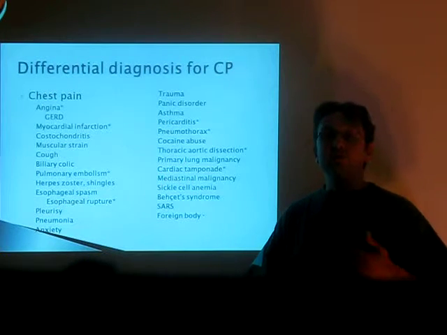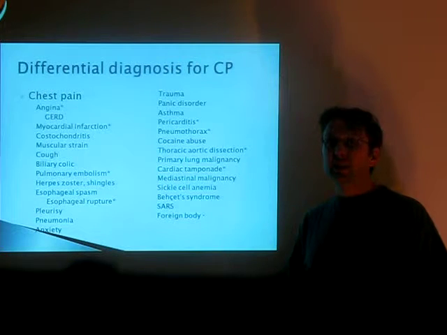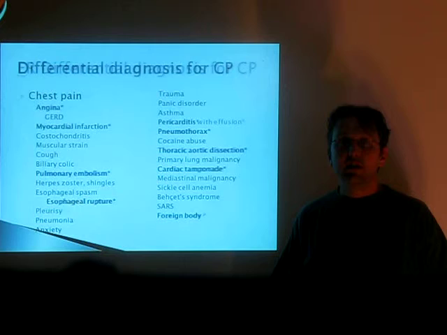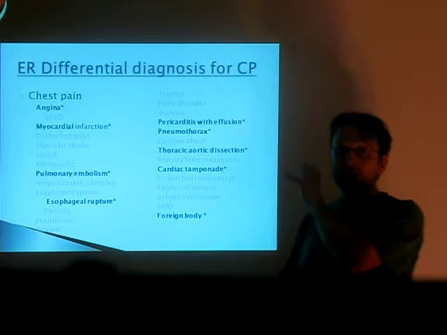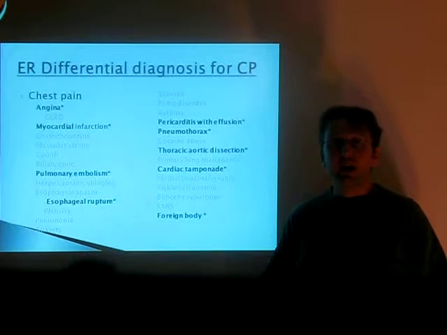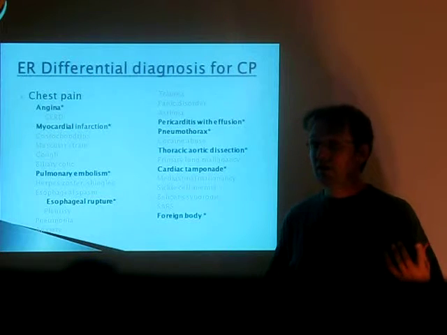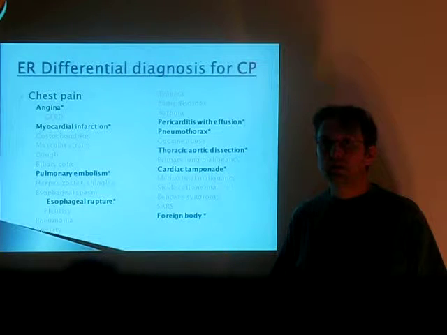So here again is that differential diagnosis for chest pain we saw previously. Unfortunately for the ER, it's a much shorter list. Okay? In the ER, we're really only worried about these ones in bold. And all the ones that are grayed out, it's because we don't really need to think about them. If we don't get that diagnosis in the ER, it's not going to hurt the patient. It can wait a week or a month or a year for them to get a diagnosis.